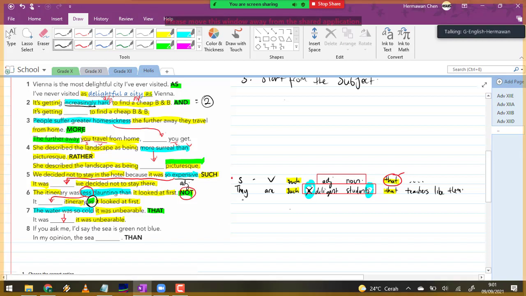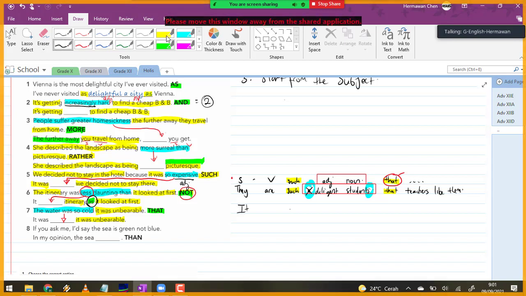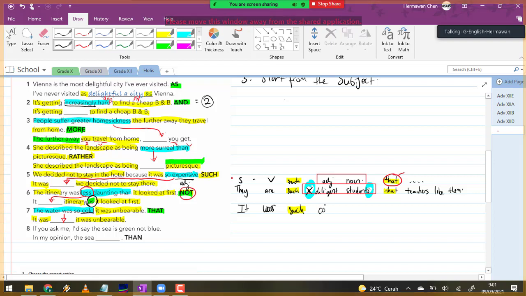It means the water was cold has to be put in the blank. Let's start with the pattern. Subject, it has been taken. It has been given. The verb is was. It has been given as well. It was. Continue. We have to use such. Yeah, continue with the pattern. Such. Adjective, noun. What is the adjective? If you look at the sentence, cold is the adjective. What is the noun? We're talking about water. That's the noun. Cold water.